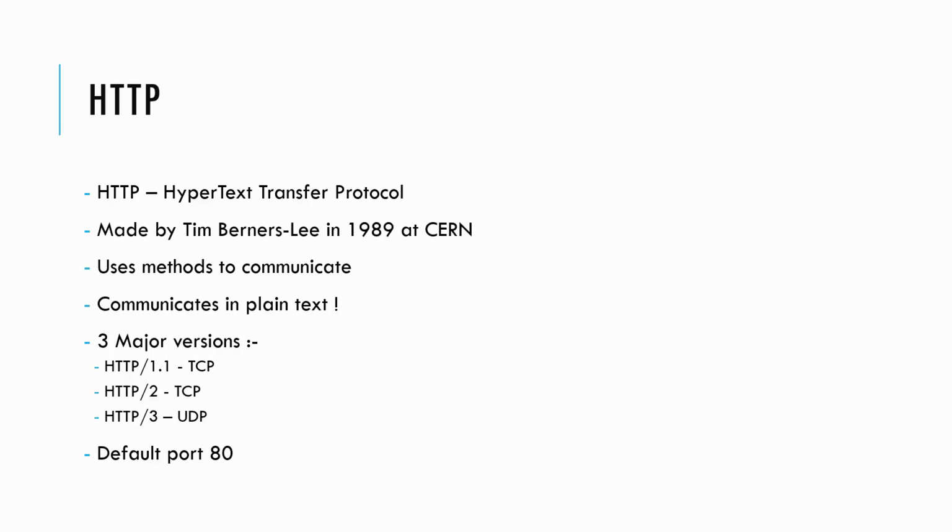It communicates in plain text, which is its biggest drawback. More on that later. Then we have the three major versions, which are HTTP 1.1, 2 and 3. The earlier versions, that is 1.1 and 2, communicate over TCP, while the newest version communicates over UDP. The default port for HTTP is, as I already told you, port 80.